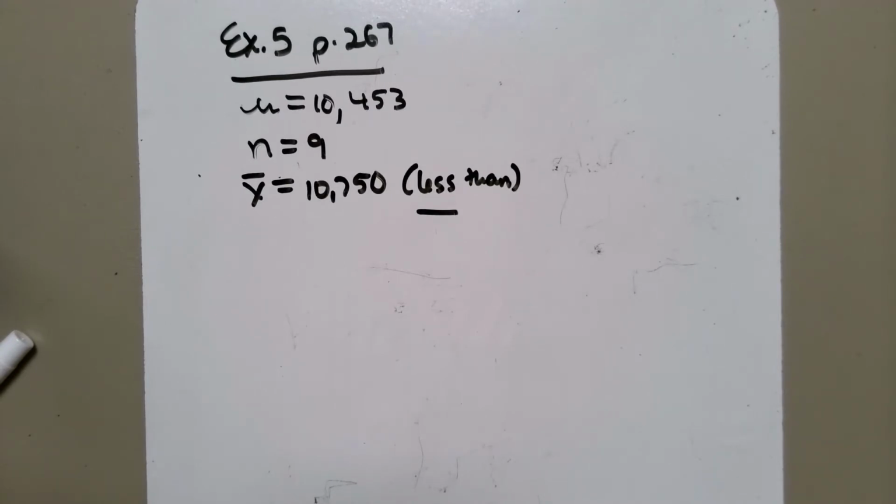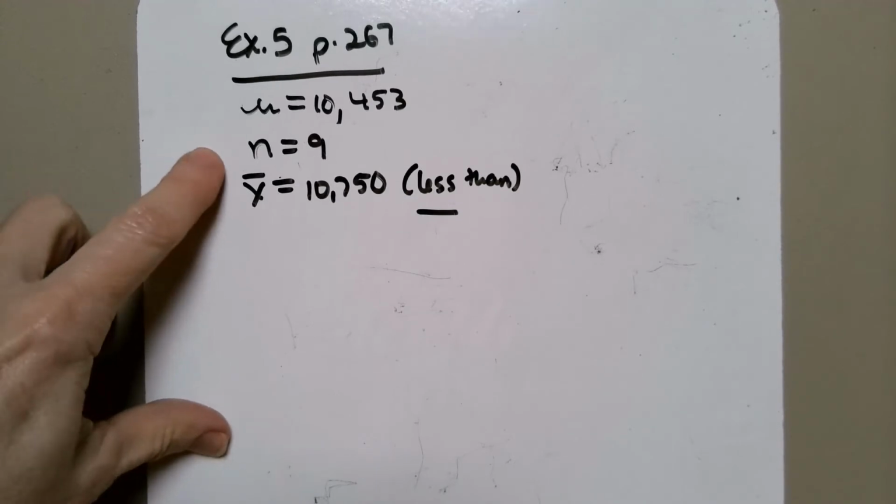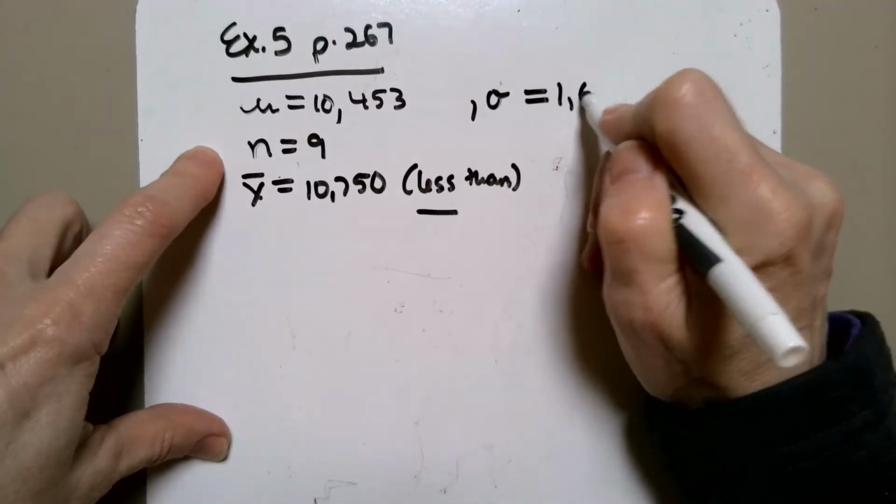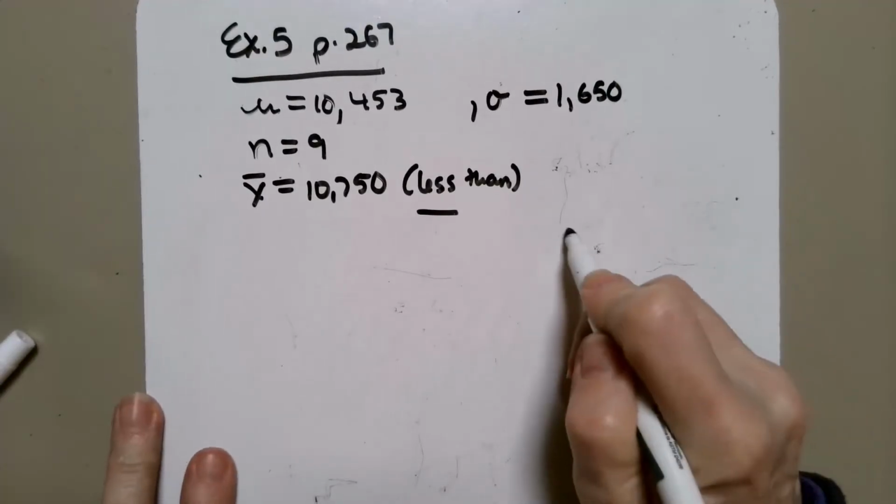Assume that room and board expenses are normally distributed. So it doesn't matter, actually, that our sample isn't 30 or greater because we have a normally distributed population. And it says the standard deviation, that sigma, is 1,650. So again, let's draw the picture.